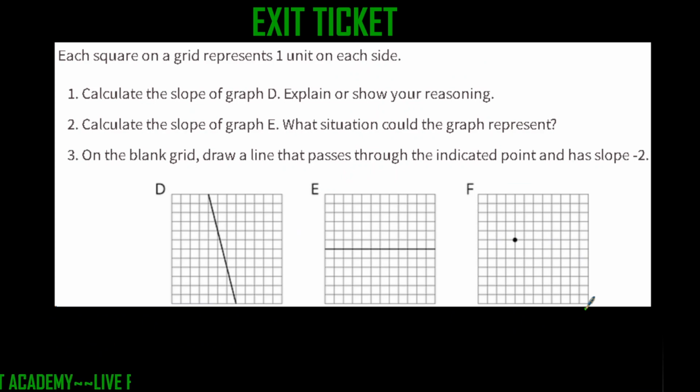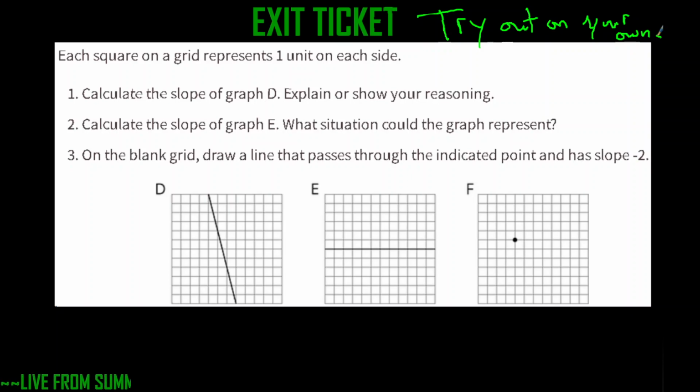for that exit ticket, I'll read it to you, and then I want you guys to try it out on your own. It says each square on a grid represents 1 unit on each side. Calculate the slope of graph D and then explain or show your reasoning. You can do it numerically, or if you want to write a sentence like my change in y is this, my change in x is this, and my slope is this, that's also okay. For number 2, calculate the slope of E. What situation could be graphed? So you have to come up with a sentence for that one as well.